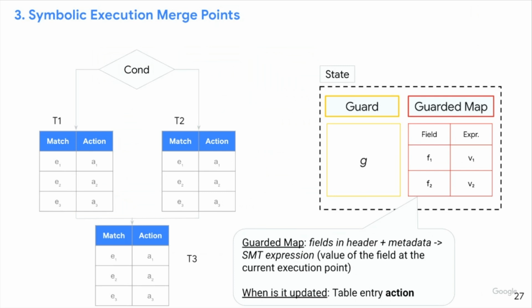So if you have larger expressions, then it will take more time to solve that expression, and thereby it takes more time in your P4 symbolic tool. And every time you visit an action or a table entry, the expression in this guarded map just keeps on increasing. So we'll look at what the current problem is and how we're going to optimize it.